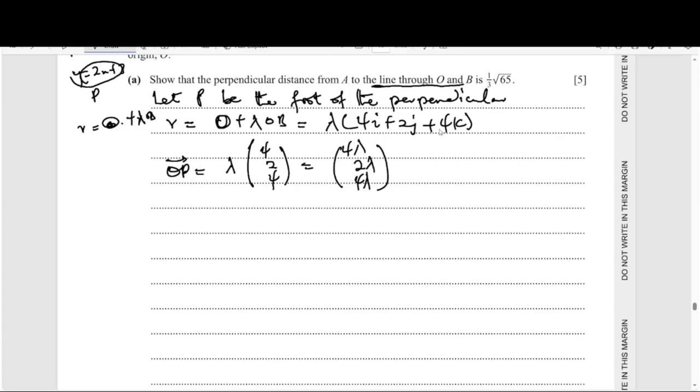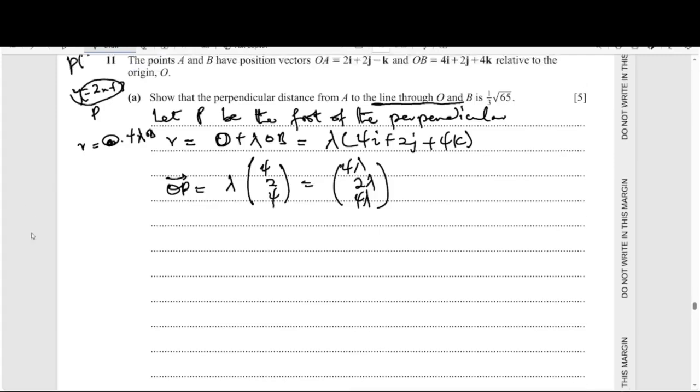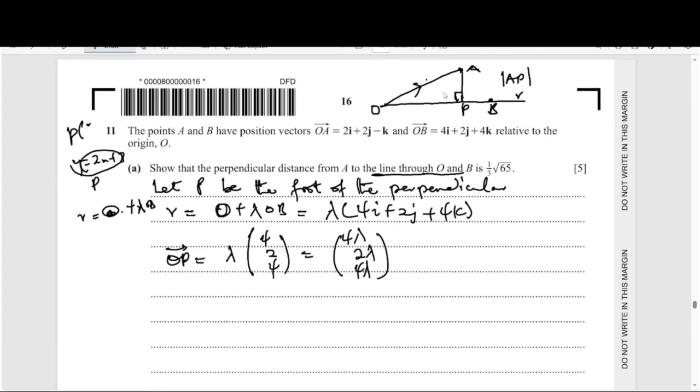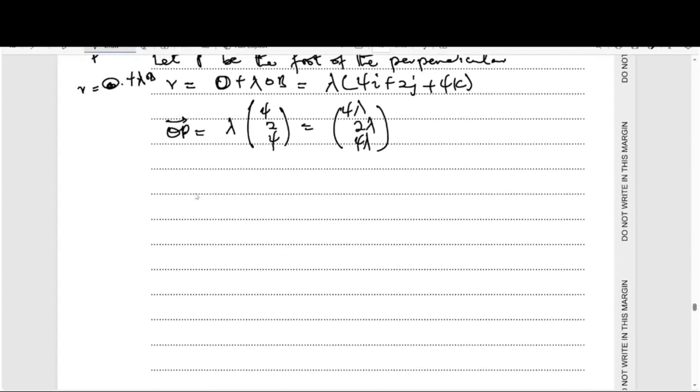Once I write as a linear form like this, or as a unit form, then we need to add i, j and k. But once it comes in a column form, it doesn't require any i, j and k. Now that we have OP, you can find AP because you know OA, right? OA is 2, 2, and negative 1, and OP is 4 lambda, 2 lambda, and 4 lambda. So let's find AP. The vector AP is equal to OP, the end vector, minus the initial vector.